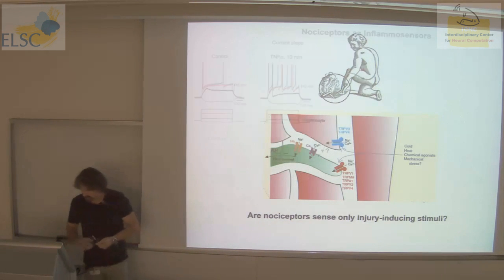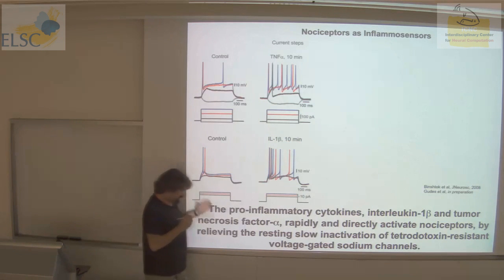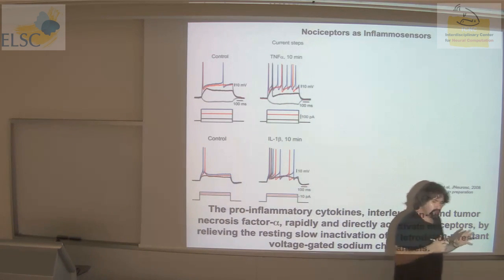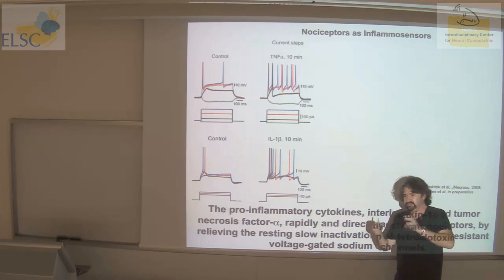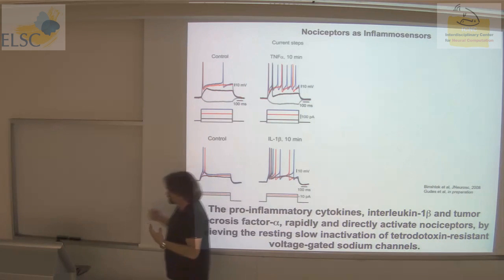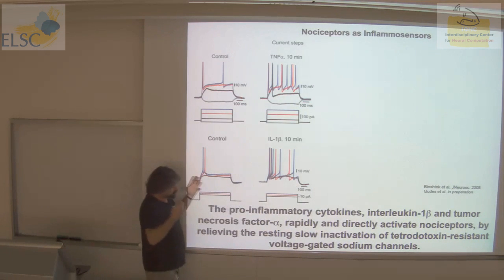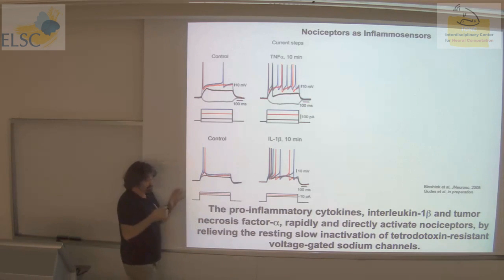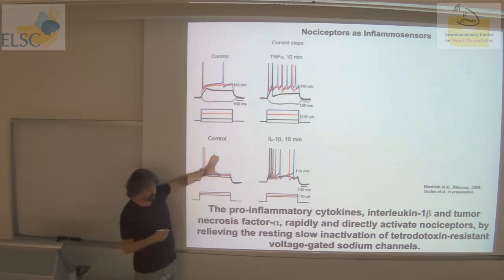And we started with the cytokines, and basically what we found is that nociceptors are not just nociceptors. They not just sense harm, but they are also inflammosensors, because the cytokines, at least the major ones, interleukin-1 beta and TNF-alpha, directly activate them, and I'll show you some examples.